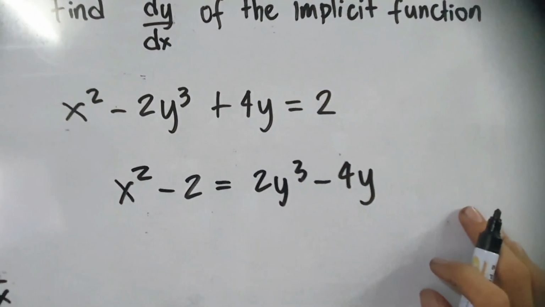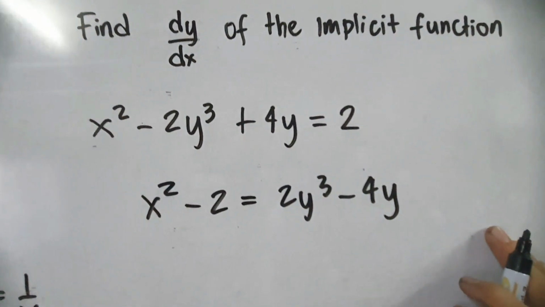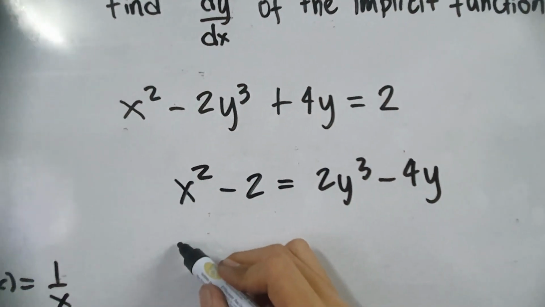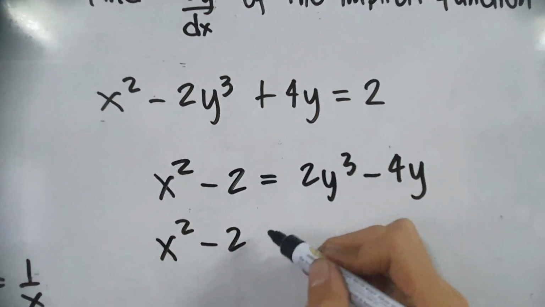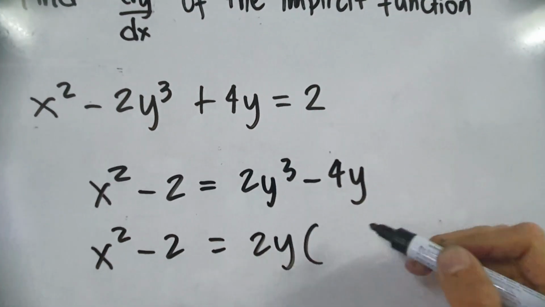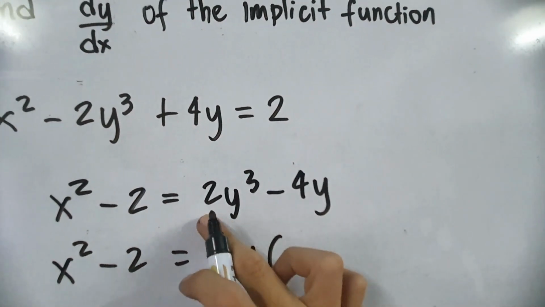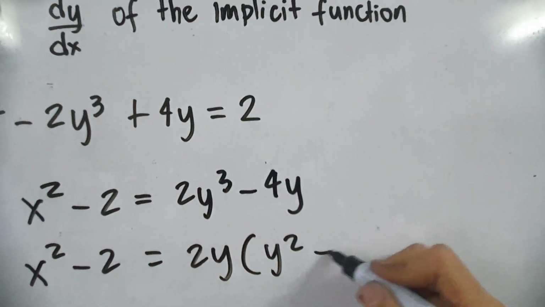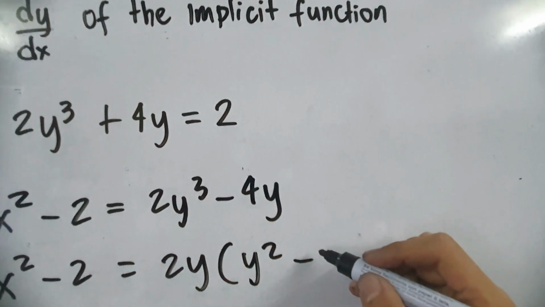I would say that I can factor out my y. So obviously we can factor out y and we can factor out 2. So on this side of the equation, x squared minus 2 is equal to 2y, and then factoring out 2y here, we now have y squared, and factoring 2y here, we have 2.